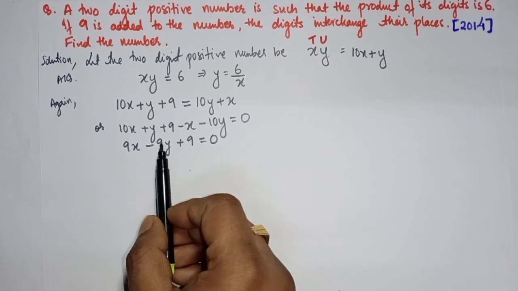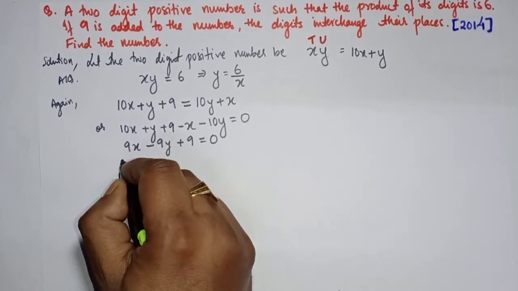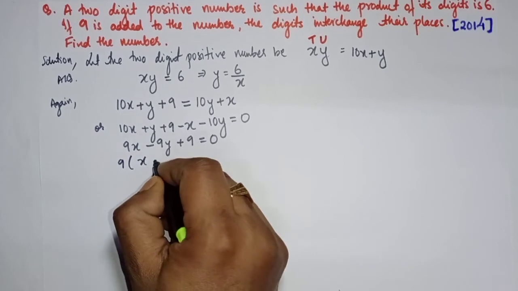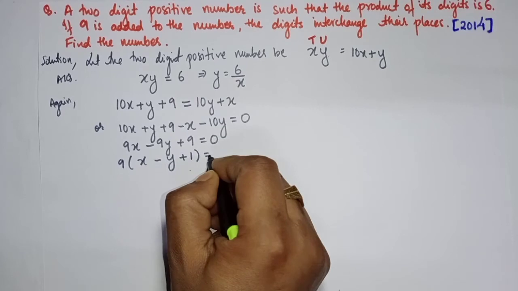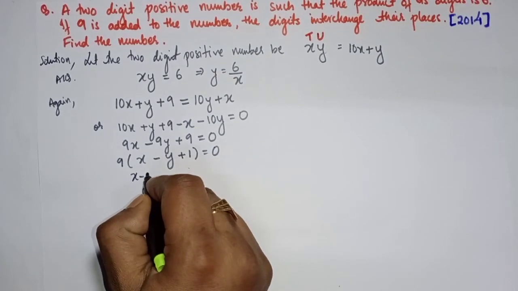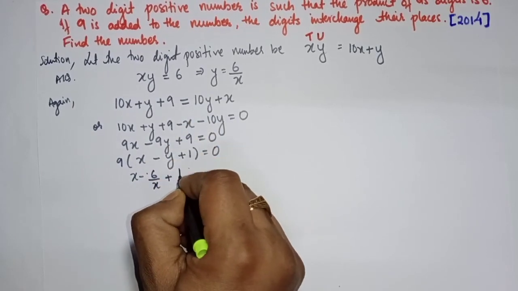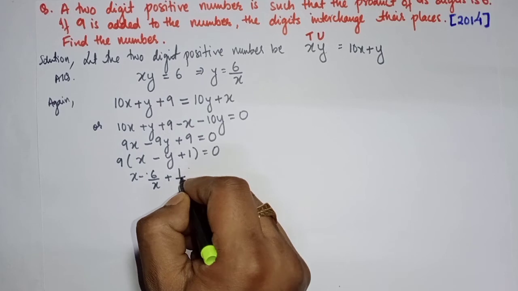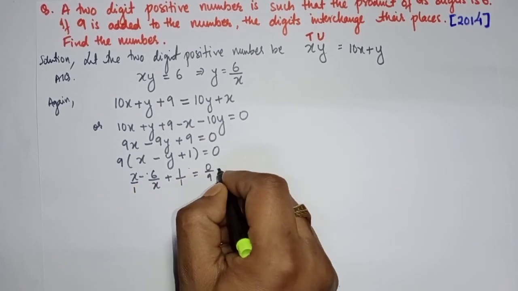You can see everywhere there is 9, so I can take 9 common. What will be this? x minus y plus 1 equals 0. Now what is the value of y? 6 upon x. So x minus 6 upon x plus 1, with nothing down meaning I can write 1, equals 0 upon 9, which is 0 only.